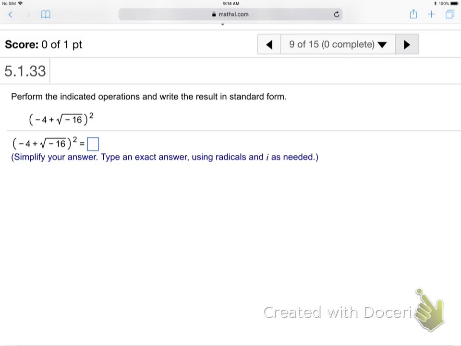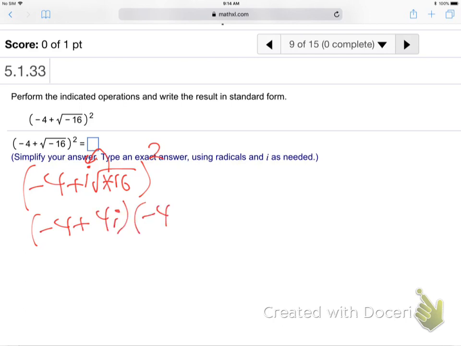Okay, so we've got negative 4 plus square root of negative 16, squared. So squared means you got to write two of them. But first, I would take this negative right here and put him out as an i, because that's what we always do with negatives inside of a square root. It's imaginary. Then I would go, well, that's negative 4 plus 4i. And write two of them, because squared on a parenthesis means two of those parentheses, right? Is that too fast?